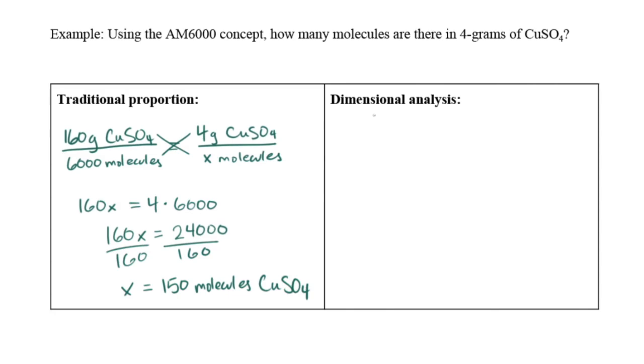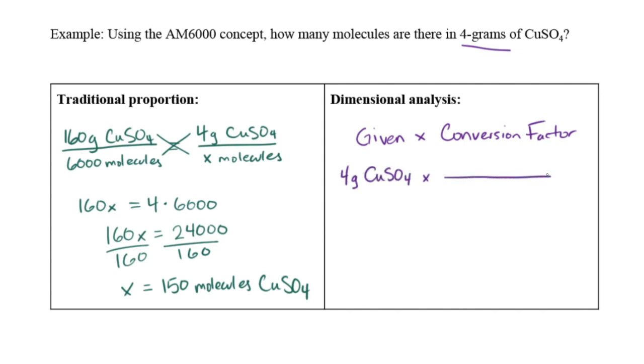We will now solve the same problem using dimensional analysis. When we do a dimensional analysis problem, we will start with what we are given and then multiply that by a conversion factor. So for this problem, what we were given was 4 grams of copper sulfate. So that is what I will write first. Then I need to set up a conversion factor that I will multiply that by.